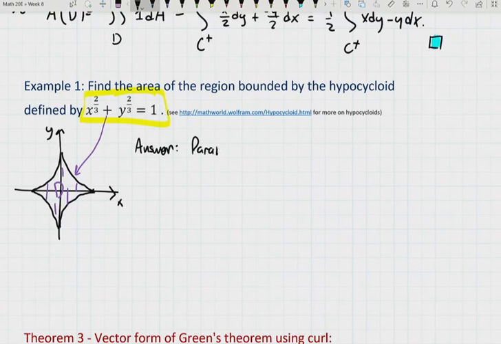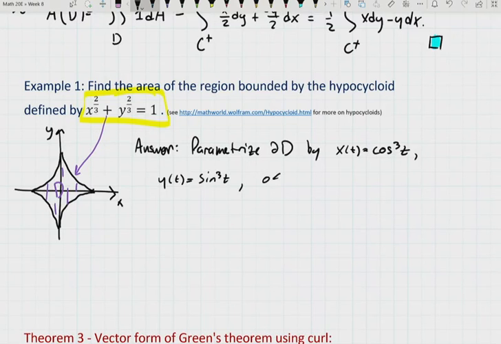We parameterize the boundary of D with cos cubed t and sine cubed t, for t between 0 and 2 pi. So it's easy to verify that cos cubed and sine cubed satisfy the equation of the boundary.